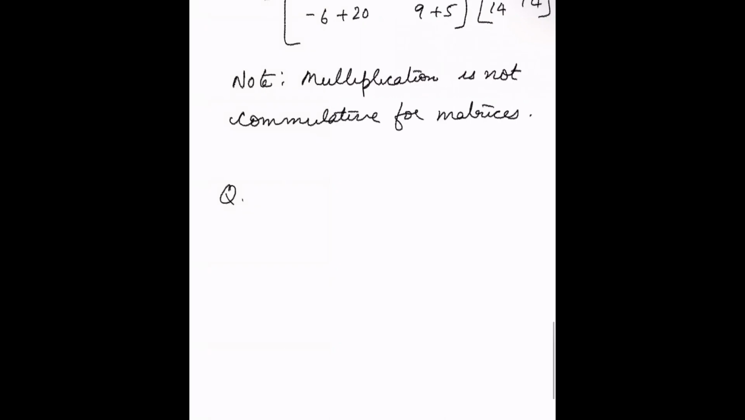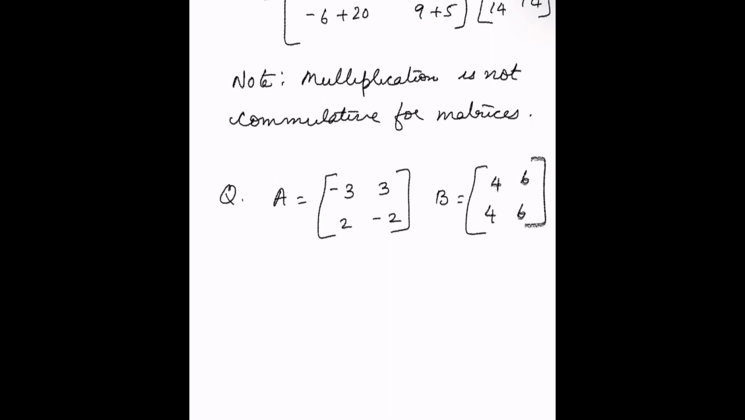Question is, A is equal to negative 3, 3 to negative 2. B is 4, 6, 4, 6. Find AB.